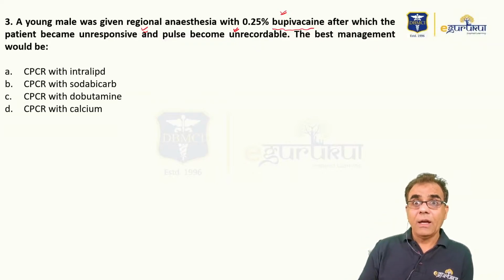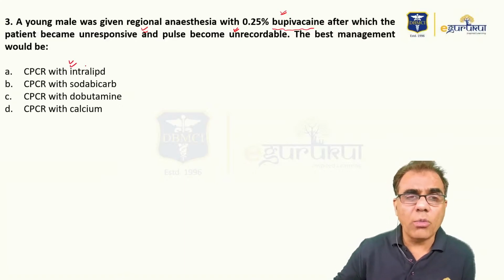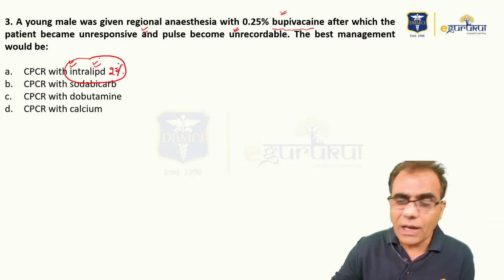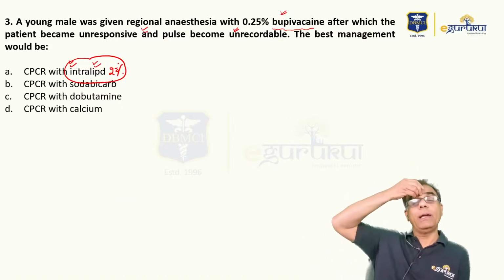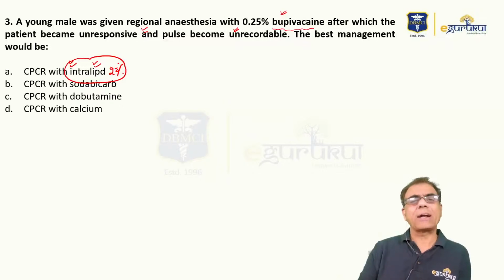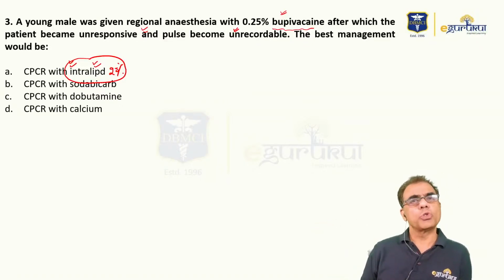But here the patient has arrested. So obviously we have to give CPCR first, and then the antidote for bupivacaine is 20% intralipid. And intralipid, how does it work? Simply, it just binds the active form of bupivacaine and removes it from tissues. So CPCR with intralipid 20%.